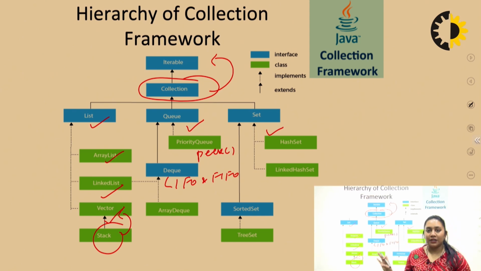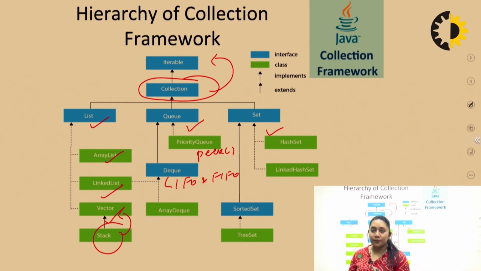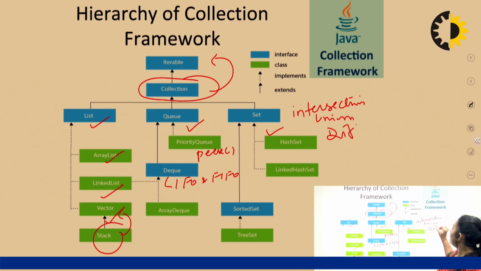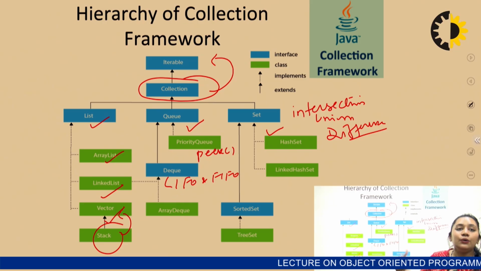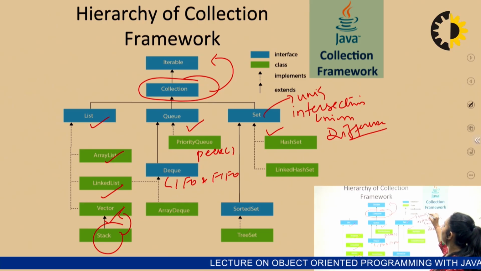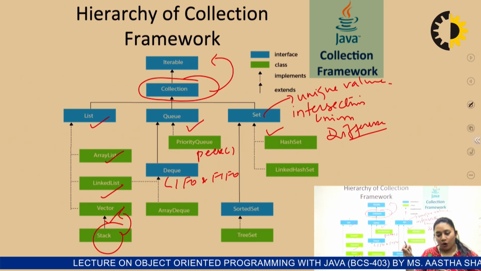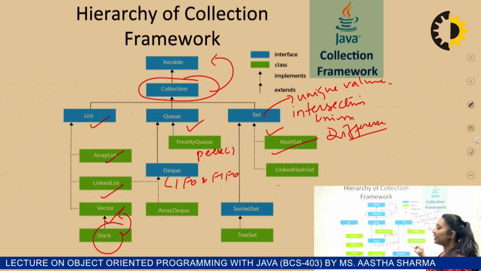Lastly, we have the set in the collection framework, which is only used for mathematical computations, right? Mathematical computation, as you already know, from class 10th and I think class 12th, you have already learned intersection, union and difference. So in this we will be using a few methods which you can use in the programming language to perform some mathematical computation. The set will also give you unique values, which means it removes duplicacy in the data set, and it is implemented by the classes HashSet and LinkedHashSet.